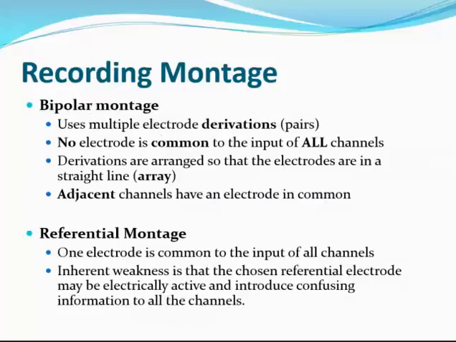Now, the recording montage. We have two main montages in use, the bipolar montage and the referential montage. The bipolar montage uses multiple electrode derivations. A derivation is a pair of electrodes linked together when you're designing that montage. No electrode is common to the input of all channels, and derivations are arranged so that the electrodes are in a straight line, or what we call an array in EEG language. And adjacent channels have an electrode in common.